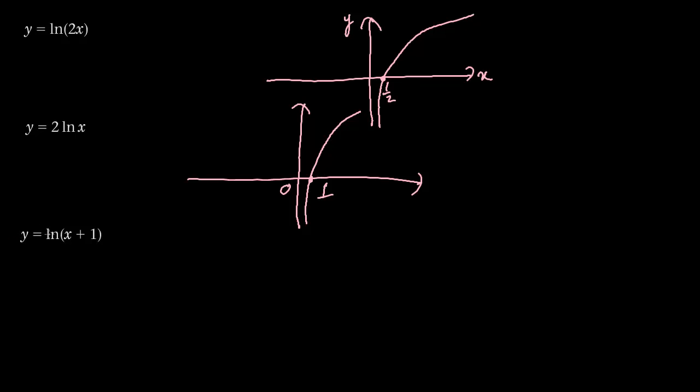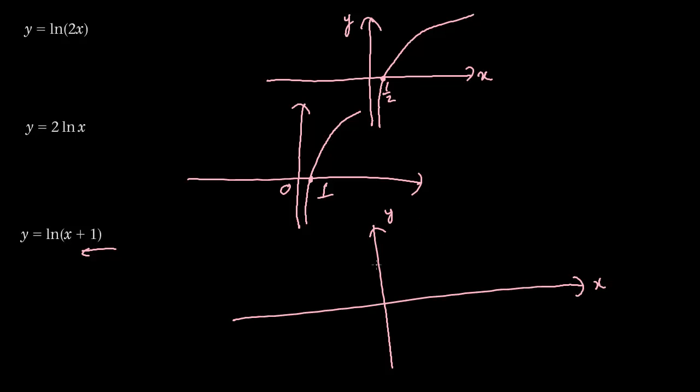The next one is y equals ln of x plus 1. That means the picture would be shifted towards the left by 1 unit. Previously the vertical asymptote was underneath the y-axis. Now it would be over here, minus 1. And previously it cut the x-axis at 1. So if it shifted towards the left, it would pass through the origin like this. And it would become parallel, so it would be like this.